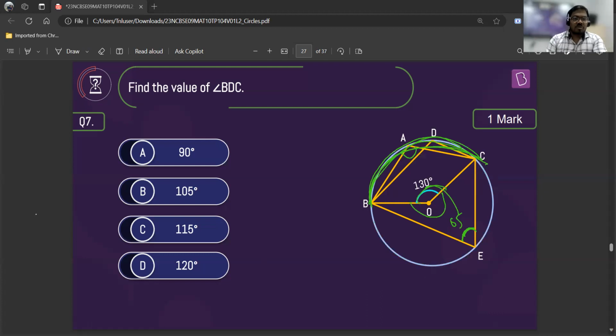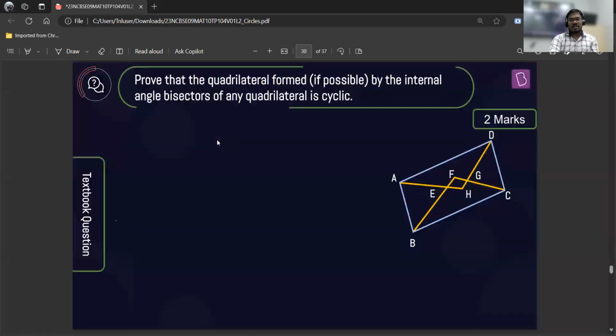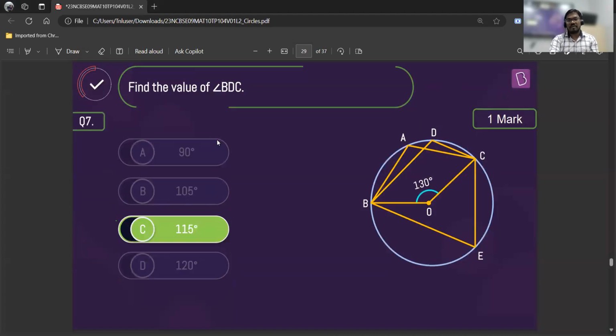So I hope you understood this question. Let's come up with the next question now. So these are the answers. Five quadrilateral we got, and the answer is 115, right?